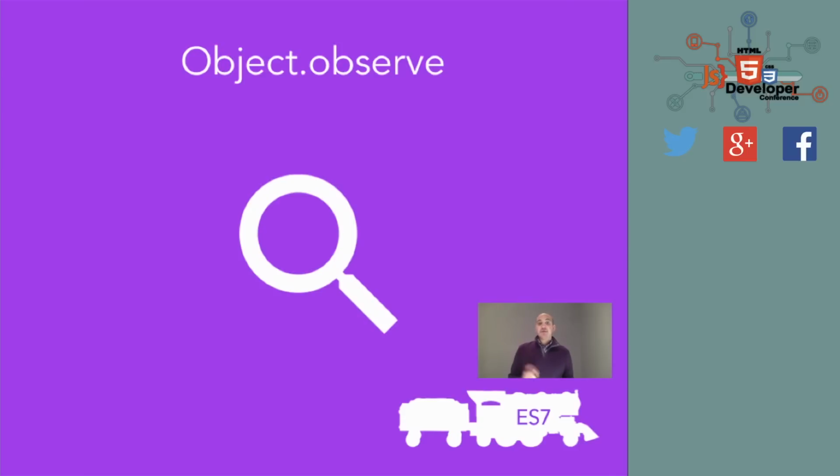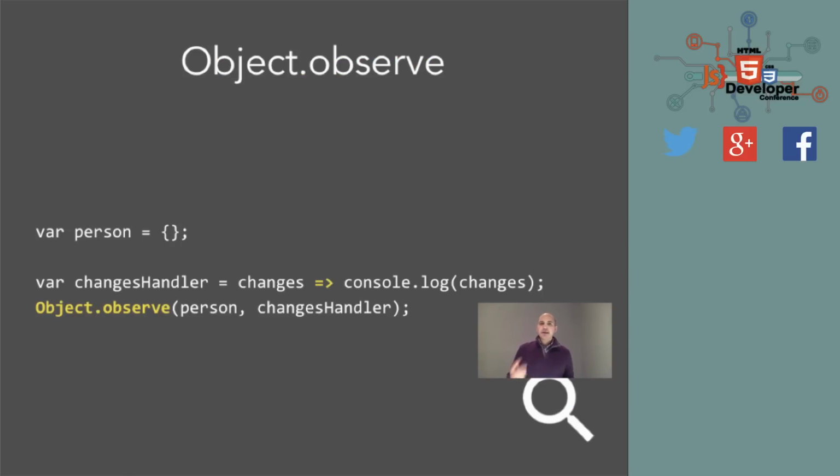Well, that's the first JavaScript 7 feature I'm going to talk to you guys about, which is Object.observe. I think a few folks out there have heard of Object.observe. It's probably the most publicly discussed feature of JavaScript 7 up to this point. Now, let's take a look at how Object.observe works.